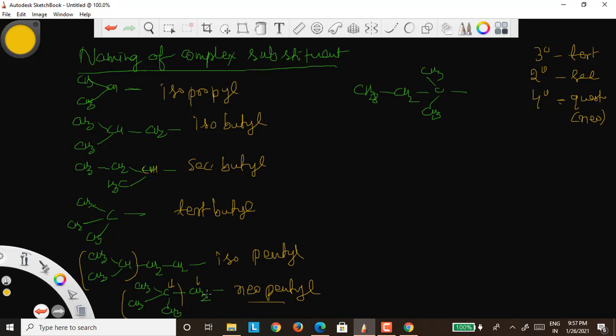Now suppose you change it like this: CH3 CH2 C CH3. So this is also 5 carbon, so this is pentyl. But this carbon is connected to 3 carbons, which means tertiary group. So tertiary pentyl. These are the names we can give to some complicated complex substituents. But if complex substituents are there, how to give the naming, we'll check.